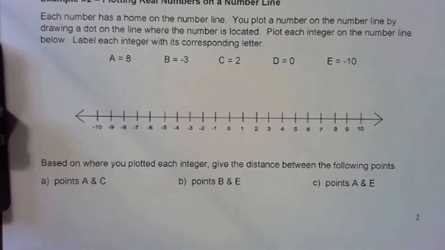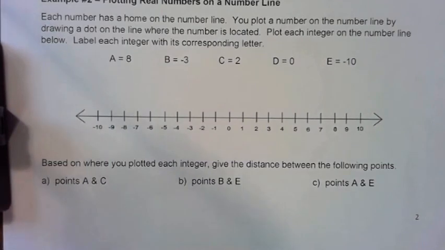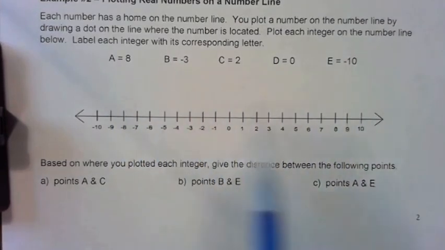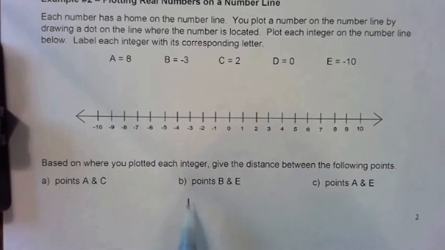Now that we're familiar with the different types of numbers that we're going to be working with this year, it's important that we understand where these numbers will be located on a number line. Each number has a home on the number line. You plot a number on the number line by drawing a dot on the line where the number is located. We're going to plot each of these numbers on this number line right here, and we're going to label the integer with the corresponding letter.